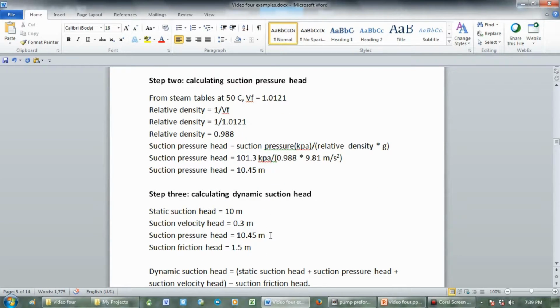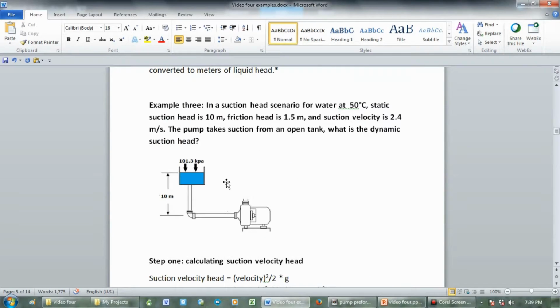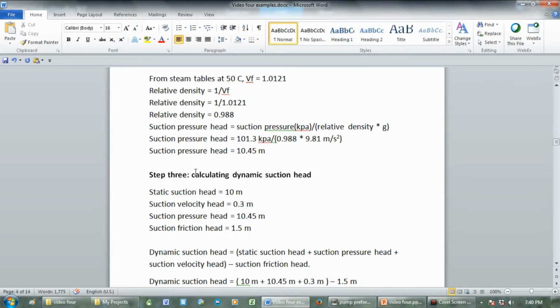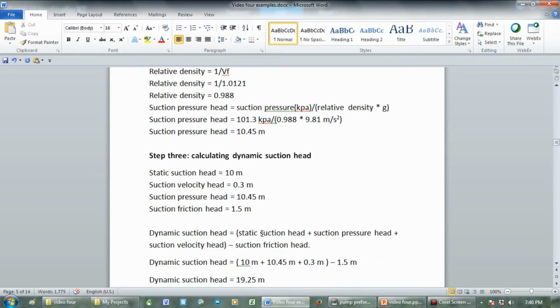Step 3, calculating dynamic suction head. So, we're given our static suction head of 10 meters, which is our length from the top of our level in our tank down to our suction line. Our suction velocity head we calculated as 0.3 meters. Our static pressure head we calculated as 10.45 meters. We were given our friction head of 1.5 meters.